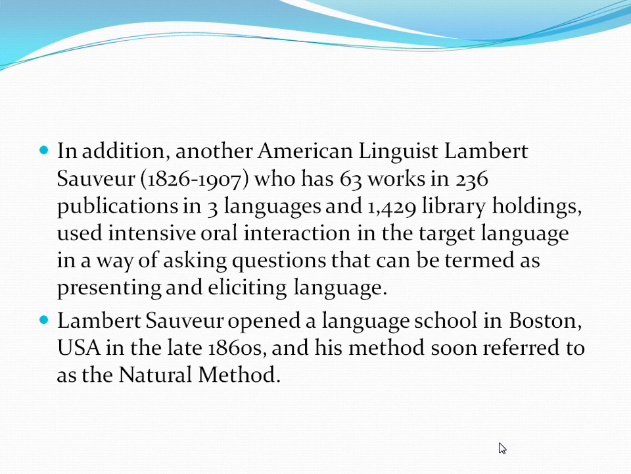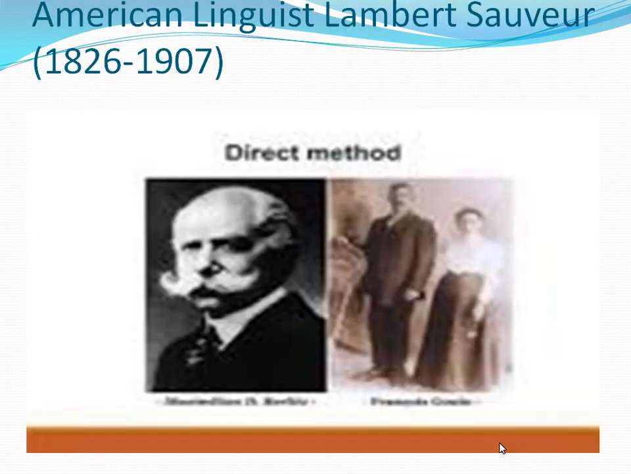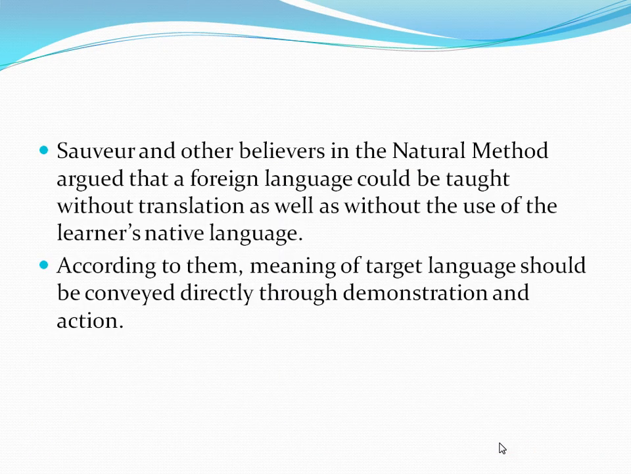Sauveur didn't call it the direct method. He started his school and began teaching language, and he called the method he was following the natural method. But the direct method has another name, the natural method. That is Lambert Sauveur's. Sauveur and others argued that a foreign language could be taught without translation, as we have discussed earlier, and without the use of the learner's native language. So no translation and no first language at the time of teaching and learning language. That was the concern of the direct method, advocated by Lambert Sauveur and some other scholars.